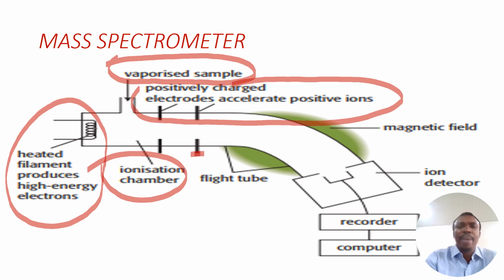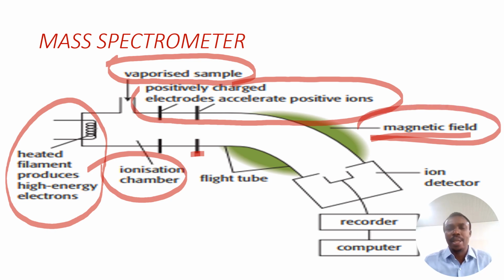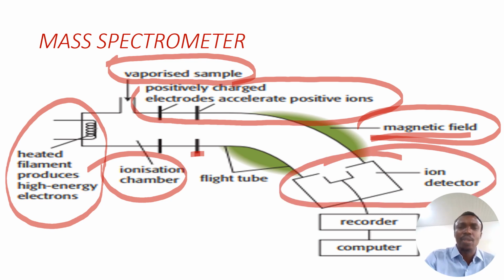Then you get to the magnetic field where they are deflected according to their mass to charge ratio, or atomic mass. Those heavy ions that have a heavy mass to charge ratio or atomic mass will be deflected the least, while the lighter ones will be deflected the most. Then it gets to the ion detector, where it gets to the recorder.